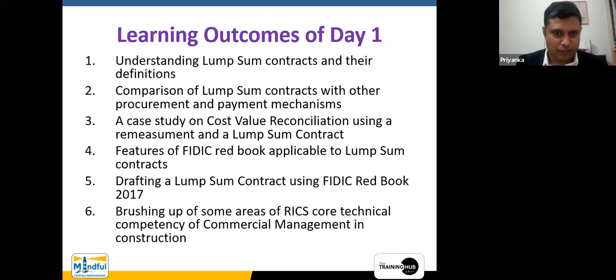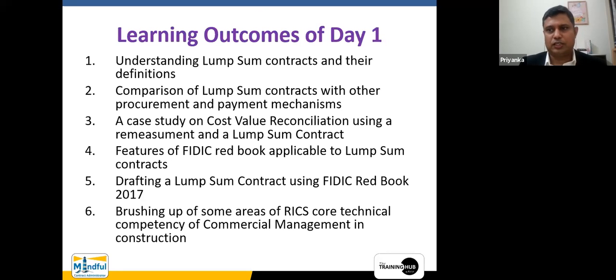And then we are going to have a case study on cost value reconciliation using a remeasurement and lump sum contract, in order for you to understand how it behaves in two different ways, right? And then we are going to learn about the features of FIDIC Red Book applicable to lump sum contracts.